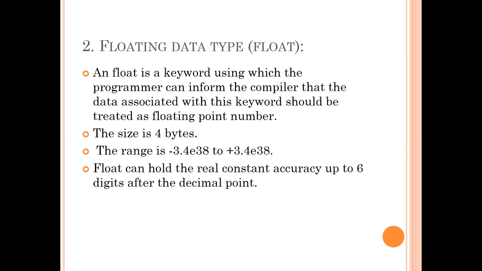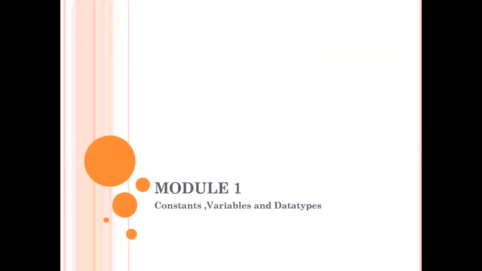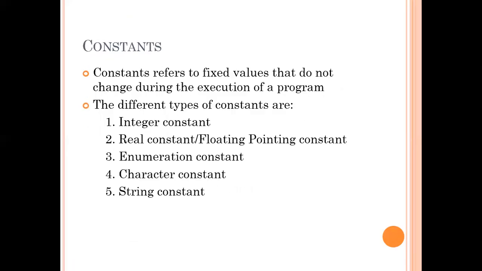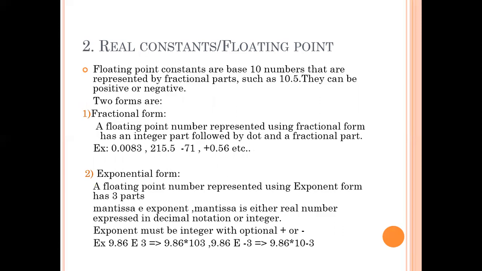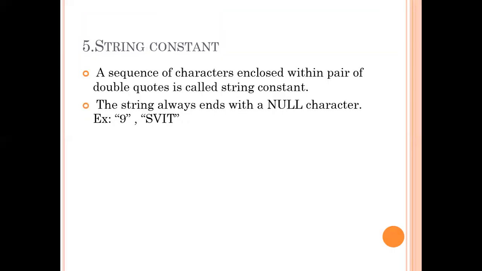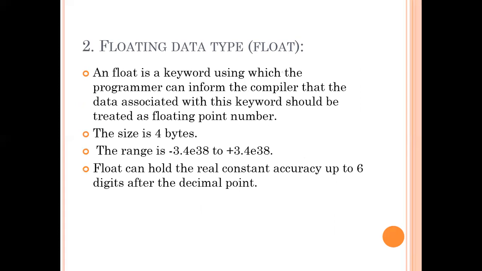Let us talk about the floating point types. A float is a keyword using which the programmer can inform the compiler that the data associated with this keyword should be treated as a floating point number. Normally its size is 4 bytes. The range is minus 3.4e38 to plus 3.4e38.